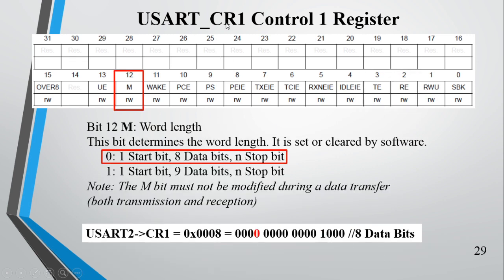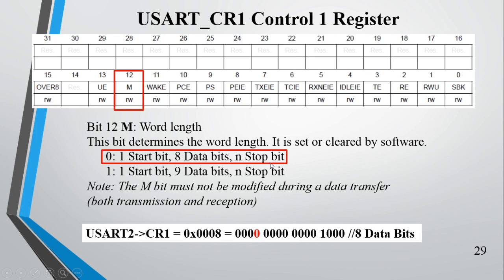Then in the same control register, we are concentrating on the 12th bit. This 12th bit is used for configuring the word length. So if we are writing the 12th bit as 0, what does it mean? 1 start bit, 8 data bits, and n stop bits. The number of stop bits we will configure in the next step. We will see later. So we are writing bit number 12 as 0. That means we need to configure 1 start bit, 8 data bits, and n stop bits.